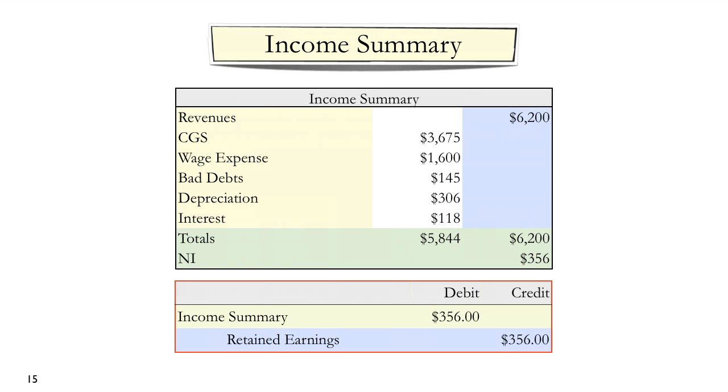We've now worked through all of the accounts that pertain to the Bob's Instant Coffee case, and we can prepare an income summary. And if we do, we'll see that the net income for the period is $356. To close the income summary account, we need a debit to the income summary, since the income summary has a credit balance before closing. And the credit here then goes to retained earnings. So remember, this journal entry transfers the balance from the income summary to the retained earnings account.